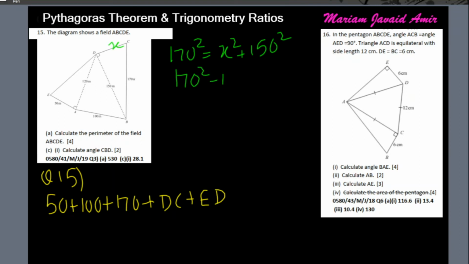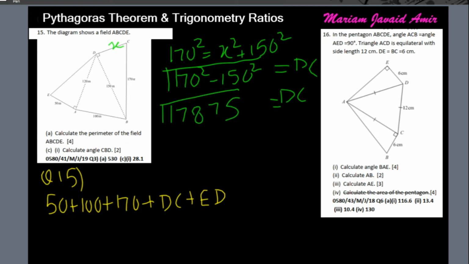170 square minus 150 square under root, which will give us DC, and DC equals 170 square plus 150 minus 150 square. This is 17875 under root. I like to stick to the radical form instead of changing it into decimal form. Here I'll change it into decimal form at the very end.